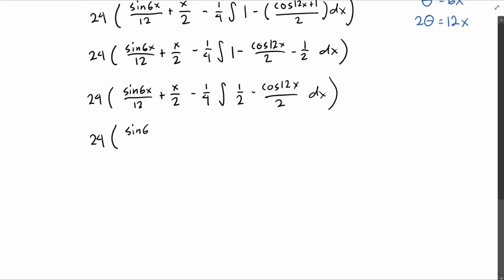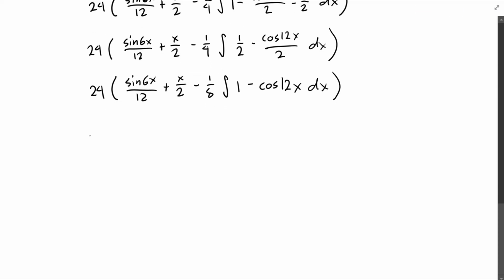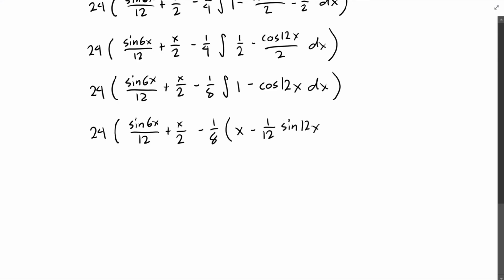And then the next thing I'm going to do is factor out the 2. So I'll rewrite, and then we'll get 1/4 times 1/2, which is 1/8 times the integral of 1 minus cosine 12x. And that'll be easy to integrate. So once I rewrite it, I'll have sine of 6x over 12 plus x over 2 minus 1 over 8 times the quantity of x minus 1 over 12 sine 12x.